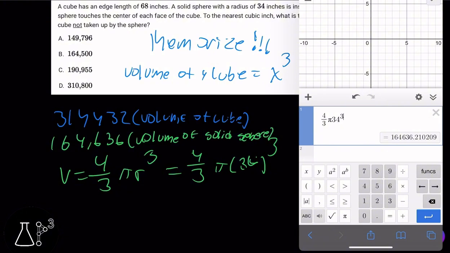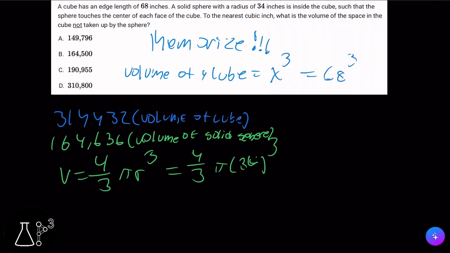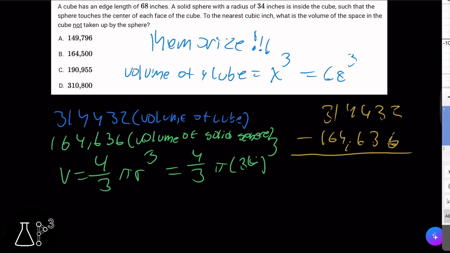What's convenient is that with those two numbers I can figure out the volume of the cube that's not taken up. Why subtract? If the sphere is taking up part of the volume of the cube, there's obviously part of the volume of the cube that's not being used, which is what we're looking for. We subtract the volume of the sphere from the volume of the cube to figure out the volume not being used inside the cube. Therefore, I would do 314,432 minus 164,636, and that will give me the volume of the cube that's not being used.